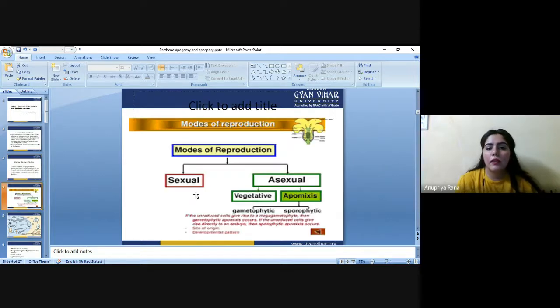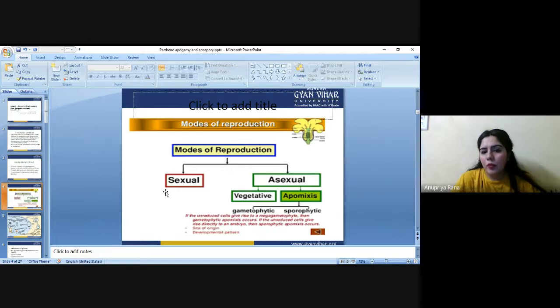Next, if we talk about the mode of reproduction, plants undergo several modes of reproduction, but two are fundamental. The first is sexual reproduction, and the second is asexual reproduction. As we already know, sexual reproduction requires gamete production and the fertilization process, but apomixis, which is considered under asexual reproduction, is totally opposite. It is totally different.